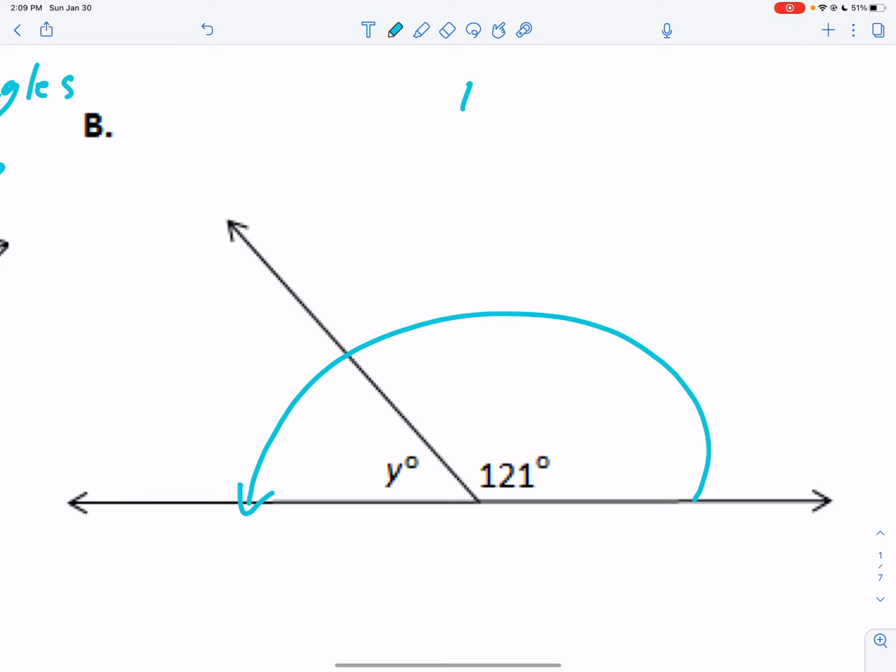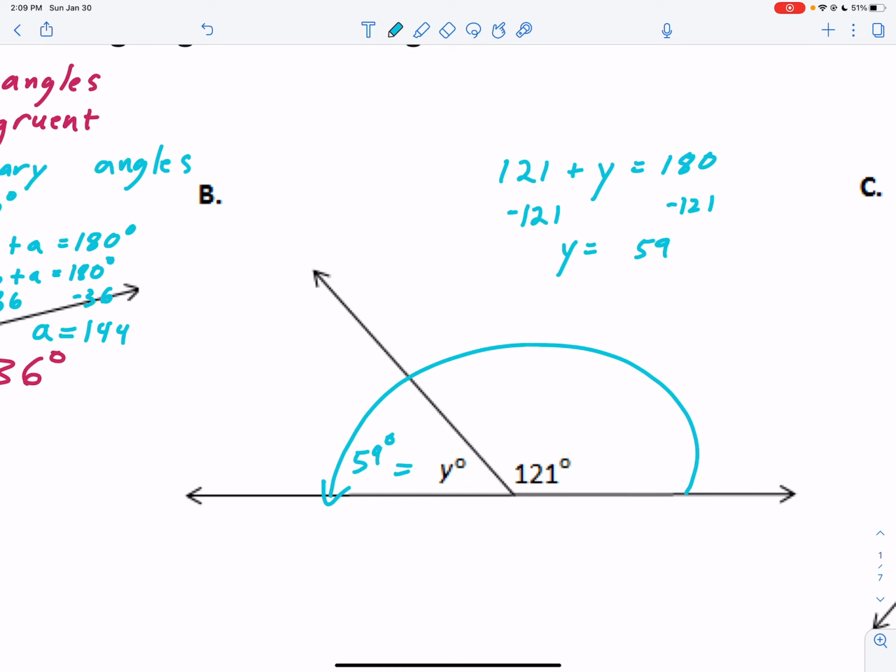So really we just have to do 121 degrees plus whatever y is equal to 180, and we can do a little bit of algebra again to get y equals 181 minus 121. You've got a 9 right there. 7 minus 2 is 5. So it's going to be 59 degrees. So that means that y has got to be 59 degrees. Pretty quick and easy.